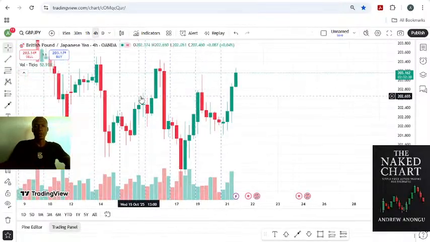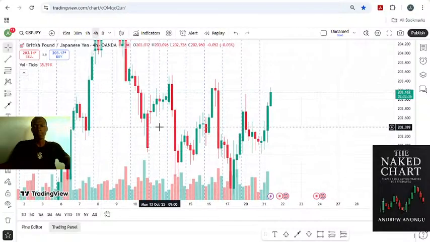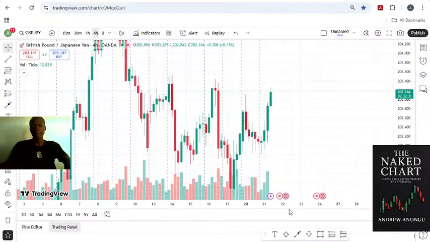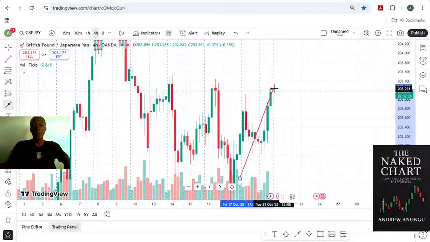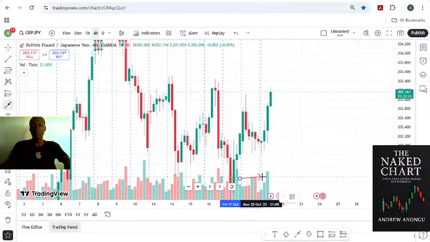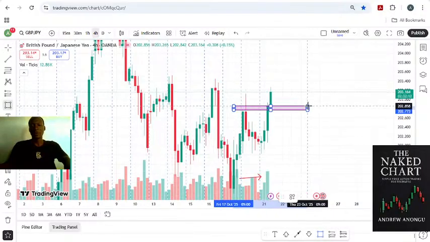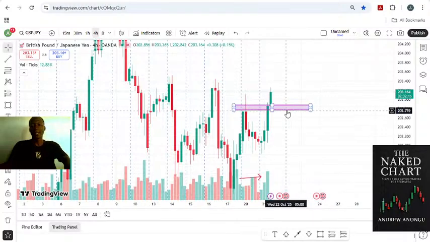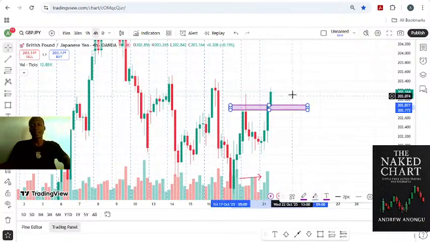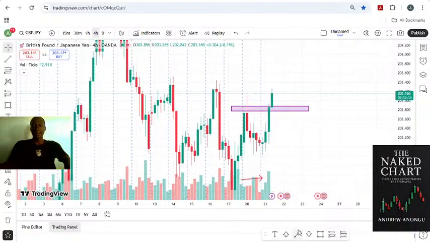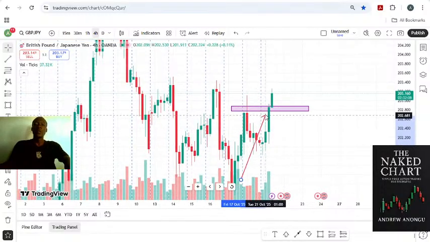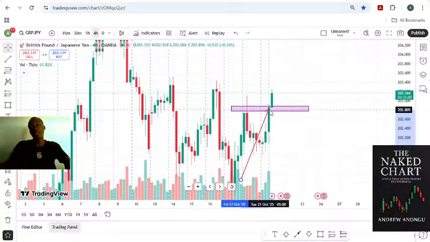So we are currently on pound JPY, and price is bullish. There's no question about that. Price is bullish. That means we are only looking for buying opportunity on pound JPY. So the next thing to do is to mark out our levels. The last level that was broken, which was this level, remember this is an area, it's not a single line, it's an area. So this is the last level that was broken by this strong candle.